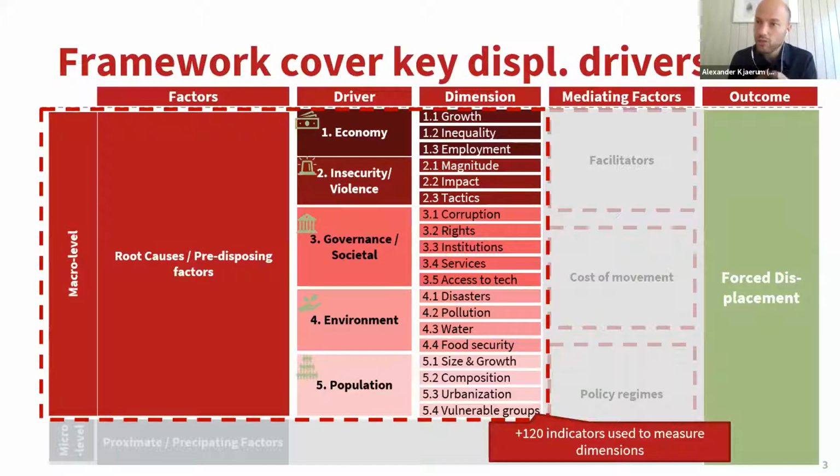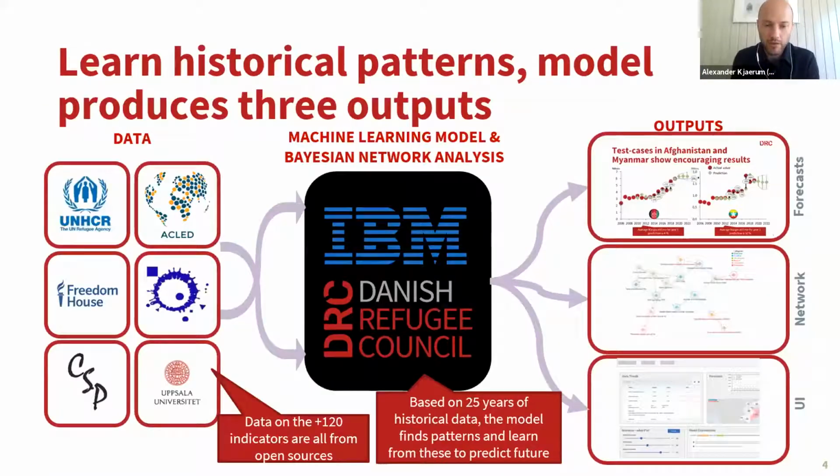The other aspect we're not looking at is the more micro level, household level aspects, which again also, of course, impact displacement. That could be perception of security and issues like that. And the data that we use in our model is all drawn from open sources. Typically, the data that we look at is at an aggregate national level, most of it is updated on an annual basis, and the data sets typically have global coverage.